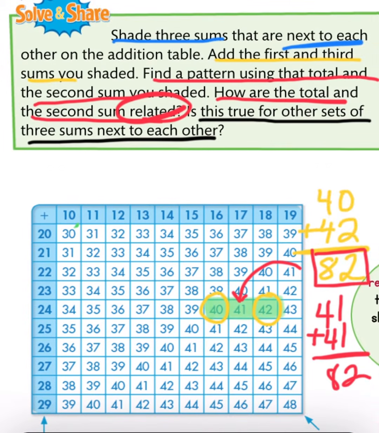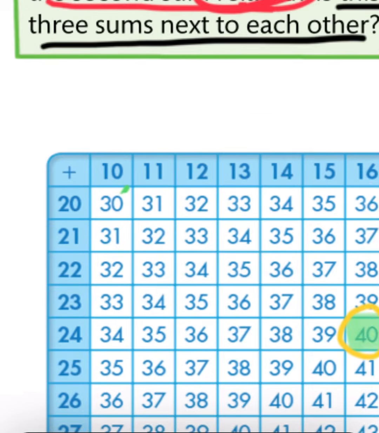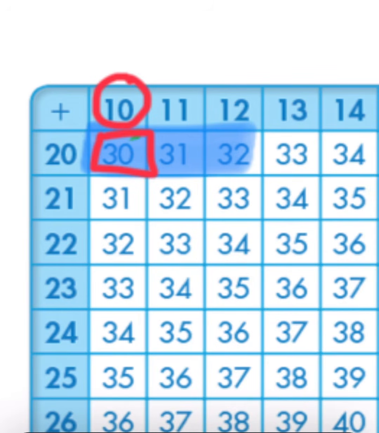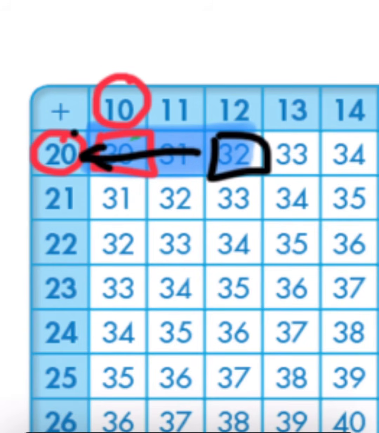And then finally in black there it says, is this true for the other sets of three sums next to each other? So let's choose another. And I'll grab my highlighter and we'll highlight 30, 31, 32 here. Oh, and by the way, I didn't talk about this earlier. To get 30, and a lot of you probably already know this, we use the addends 10 plus 20, and that's 30. To get 32, go all the way across here, that would be 20 plus, what's up here, 12, and that's 32.